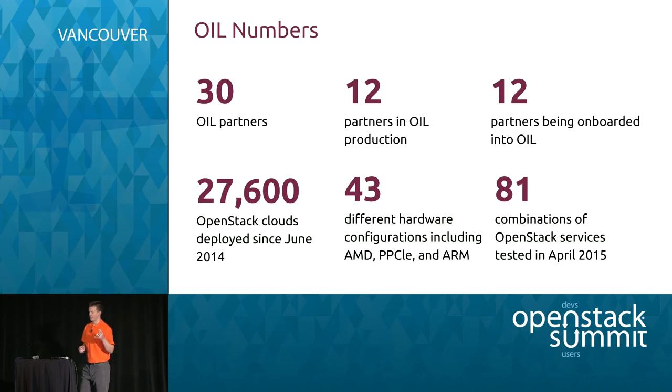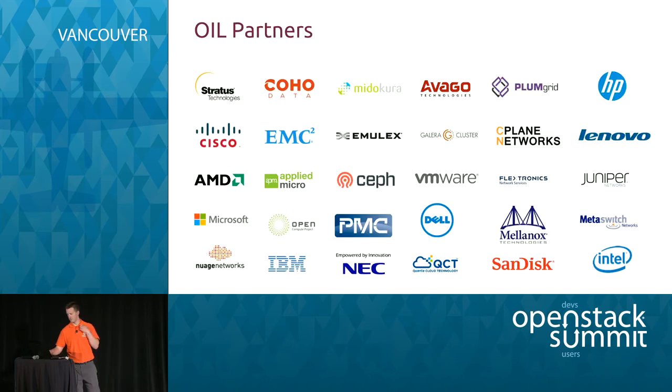And one other thing is that at the end of the month, the OIL partners get this report that goes through all the tests that have been run, combinations, successes, fails. So it's pretty nice. These are our OIL partners. You see just a lot of hardware vendors, storage vendors, and network vendors.